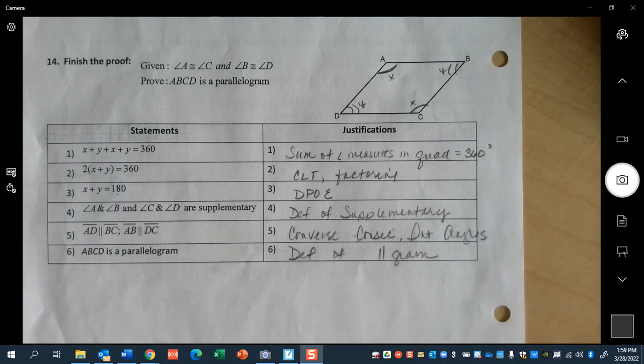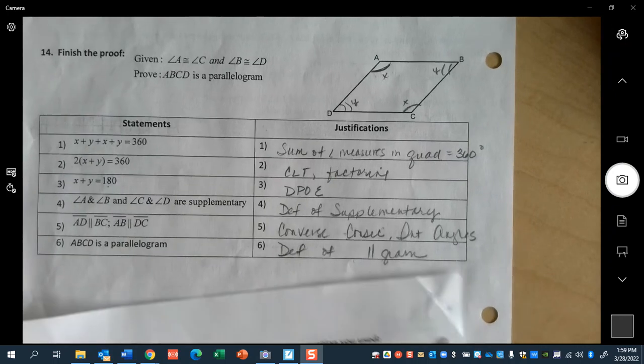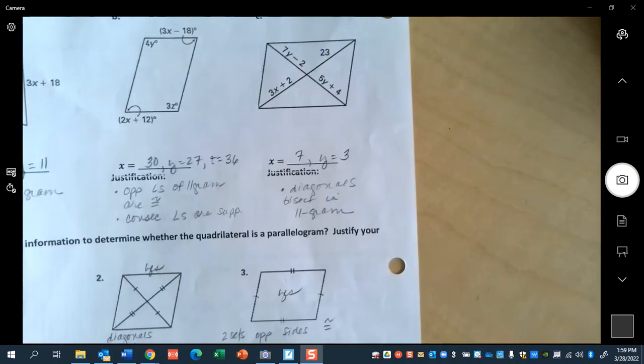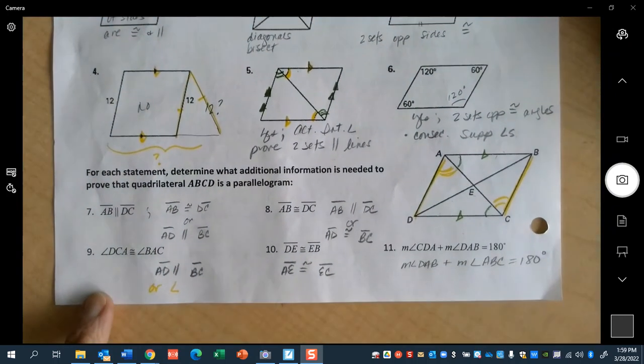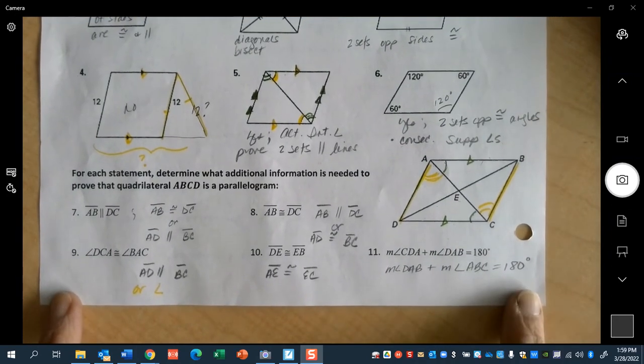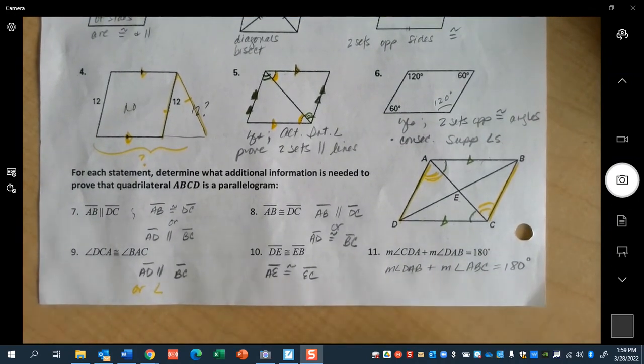Go ahead. Can you go back to number 9 on the second page? This one? Could another piece of additional information be that AB is congruent to DC? Then you have SAS.